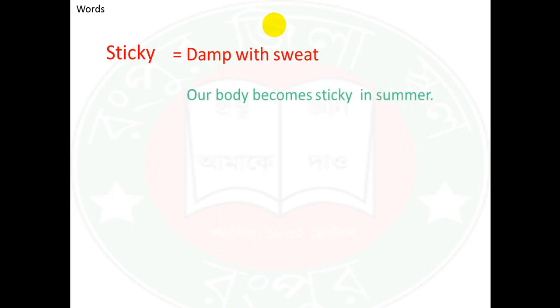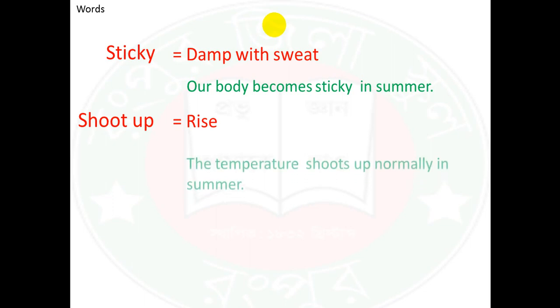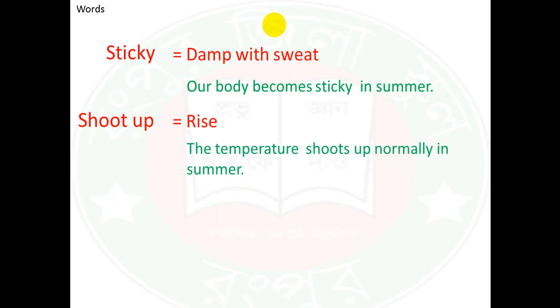Okay students, before going to the text in section B, let me present some words. The first one is sticky. It means damp with sweat. That means the characteristics just like chewing gum. Sticky, our body becomes sticky in summer. Next one, shoot up. It means rise or increase. So the temperature shoots up normally in summer.